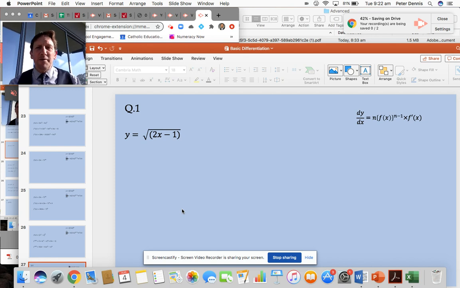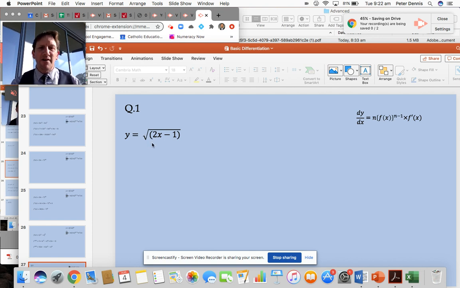This one's a little bit tricky because I'm not sure what this is. It's got brackets, but there's no power. Sometimes as maths teachers, we like to hide things. Now, what is something to the square root? That's a power, isn't it? The square root of 25, we can write as 25 to the power of a half.